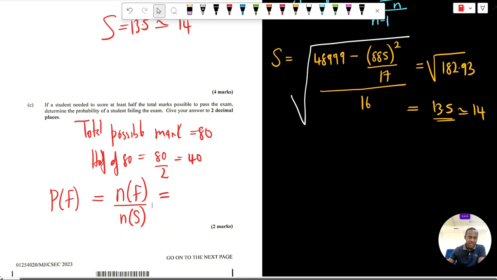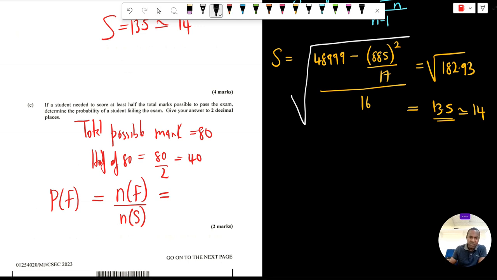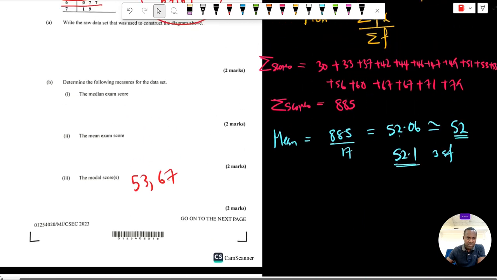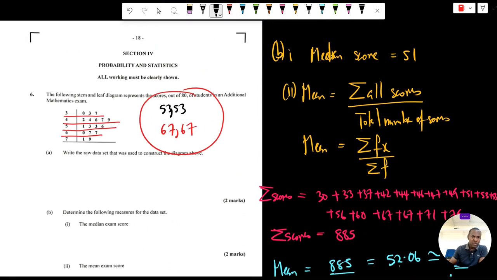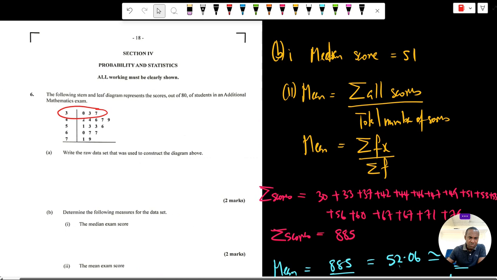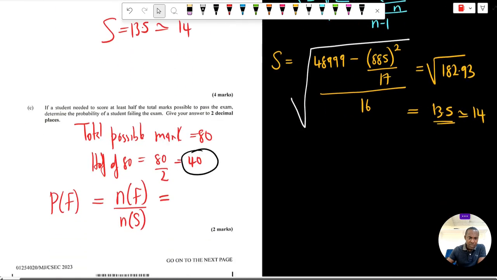All right. Now, remember that in order to pass, a student must score at least 40. And therefore, failure means a mark which is below 40. Now, if you look at our stem and leaf diagram, we see that the first stem is 3, and it means that all scores with that particular stem would represent failing scores, of which there are 3 of those. So the number of failing scores is equal to 3. And this means that 3 students would have failed the exam.